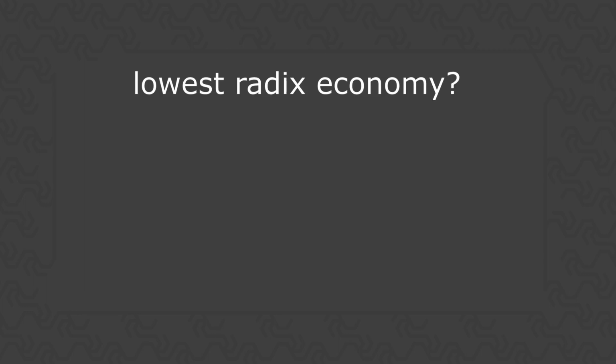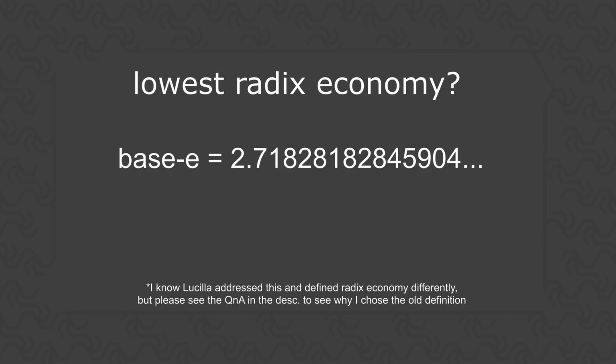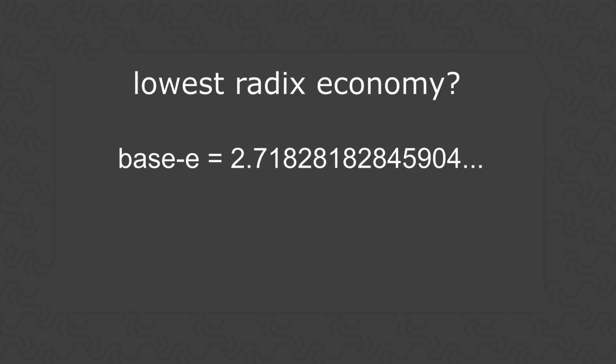But here's an interesting question. What base has the lowest radix economy? It's actually base e, which, if you know what Euler's number is, might not be too shocking. But here's the thing. Which integer is closer to e, 2 or 3? That's right, trinary actually has the lowest radix economy of all integer bases.